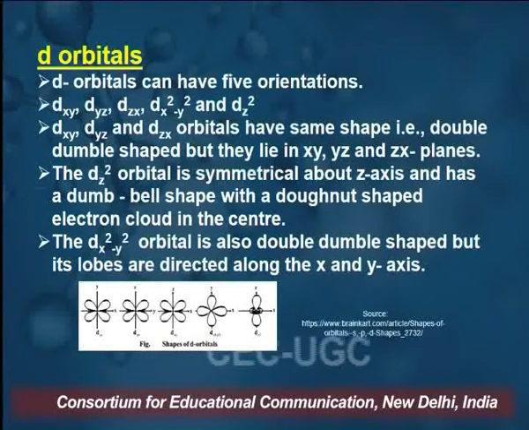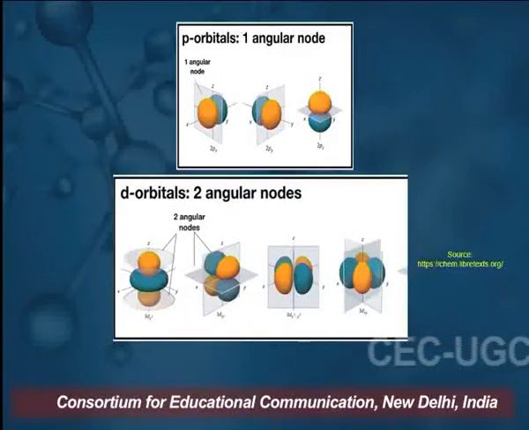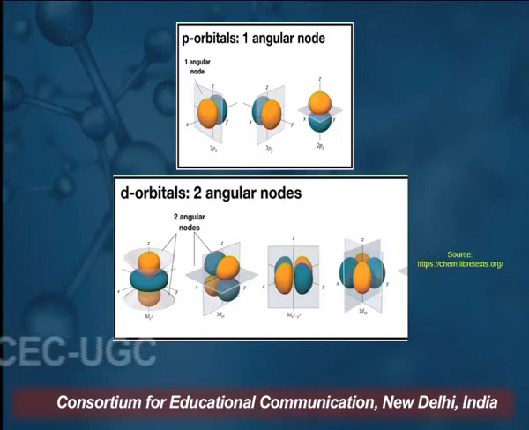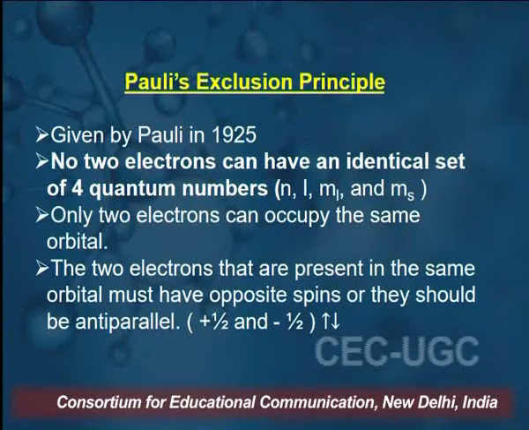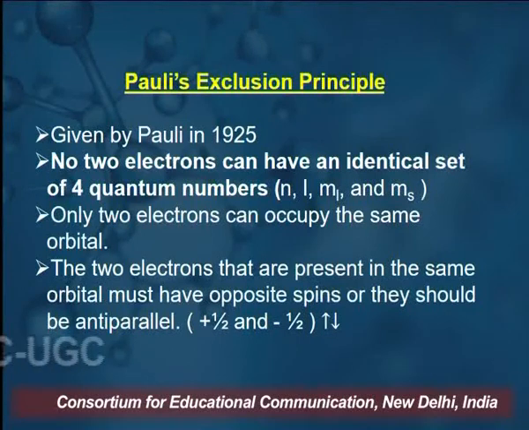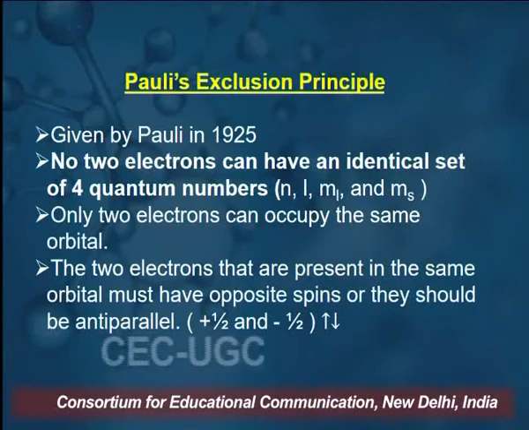x and y axis. This is the 3D shape of the p orbitals, which have one angular node, and d orbitals, which have two angular nodes. Now, as we move further, we have to explain the electronic configuration of different elements. For this, a few rules are to be followed.